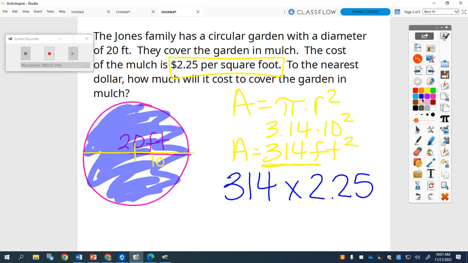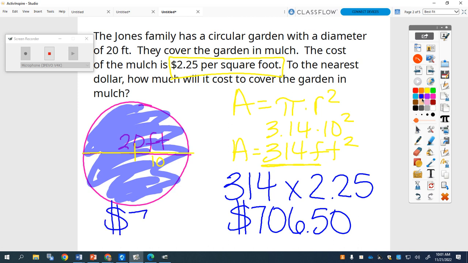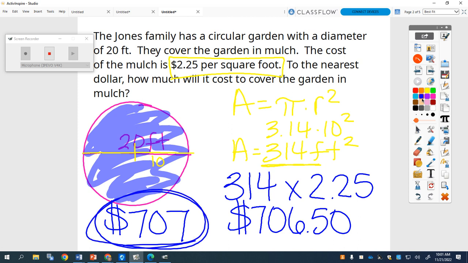Okay, and what did we get for an answer? It was $706.50. Okay. Round to the nearest dollar. Good job. So it would be $707. Nice job. Good work. Okay. All right.